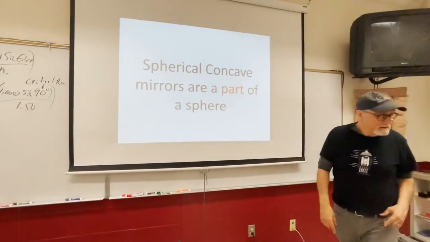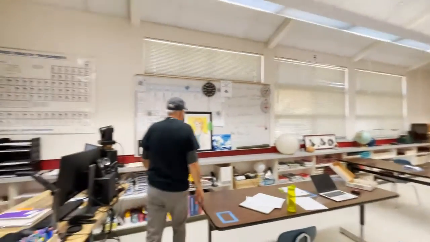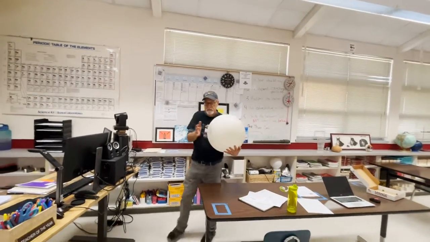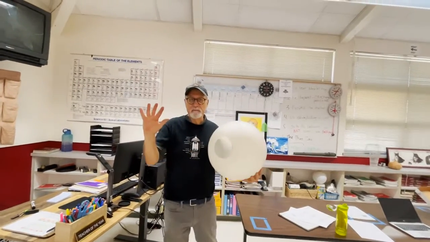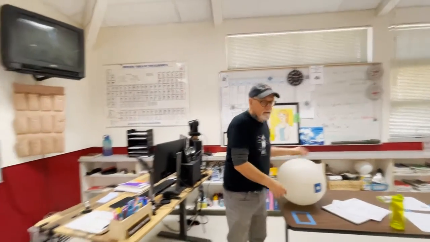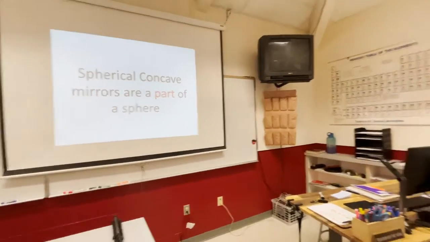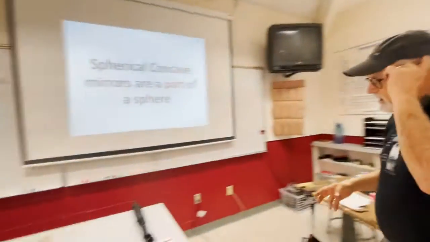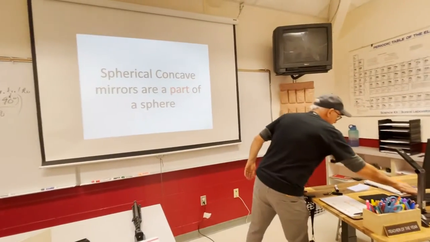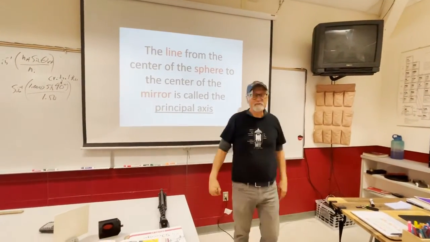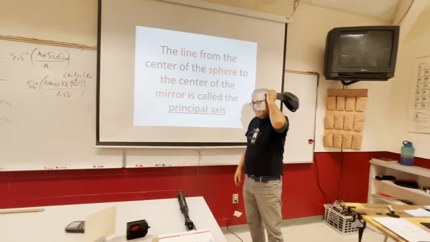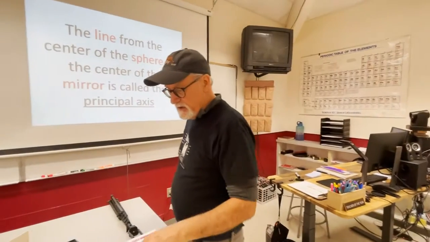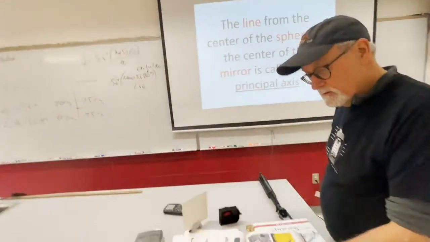A spherical mirror is part of a sphere. Spherical concave. For example, if I have this sphere and I cut a piece off of it, the piece would be my mirror. And so it is a part of a sphere, and every sphere has a radius. If I cut that off and look at the line from the center of the sphere to the center of the mirror, that's the principal axis. And here's an illustration of that.